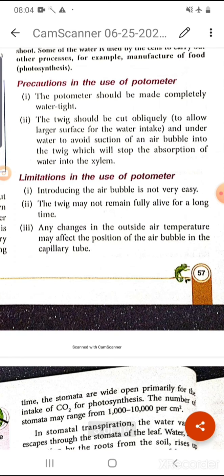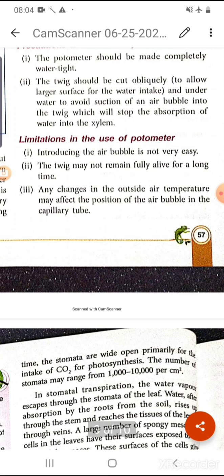And next, what are the limitations of using the potometer? Introducing the air bubble is not very easy. Obviously it is a difficult one, and the twig may not remain fully alive for a long time, and if it does not, we cannot do the experiment properly. And any changes in outside air temperature may affect the position of the air bubble in the capillary tube.